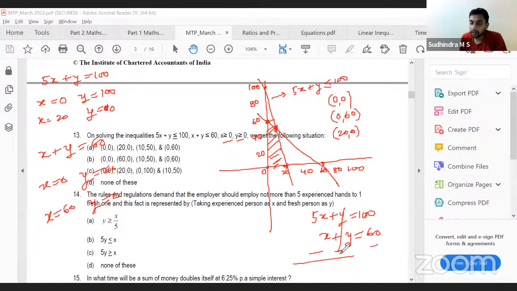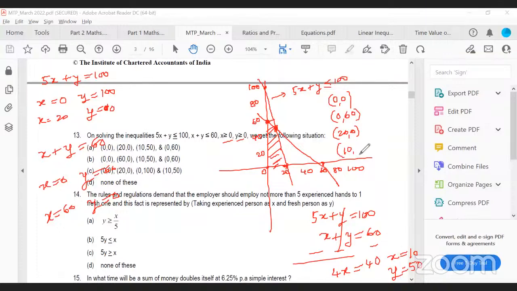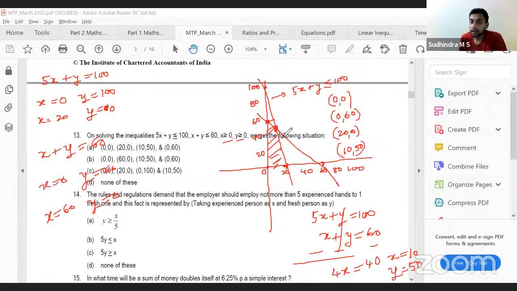Subtracting, 4x is equal to 40, x is 10. If x is 10, what is y? x plus y is 60, so y is 50. So 10 and 50 is one of the corner points. So we have the points 0, 0, 20, 0, 0, 60 and 10, 50. So these are the corner points that we get.